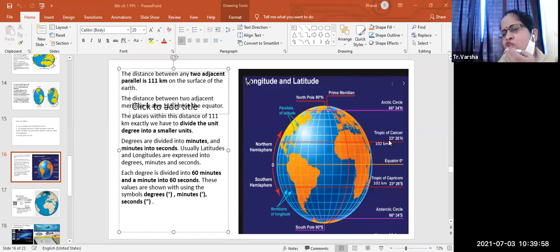Now how do you read this? For example, see the picture here, the Tropic of Cancer. We will read it as: the Tropic of Cancer lies at 23 degrees 26 minutes north, because the minute sign is given here. So we will read it with the minutes. If it were a double inverted comma, then we would read it as seconds.